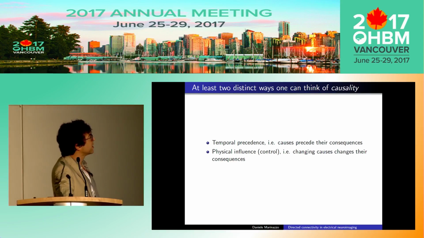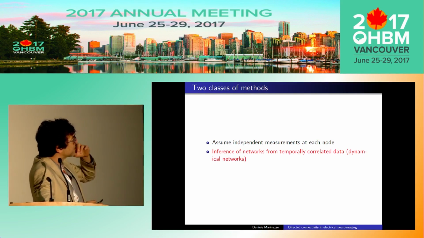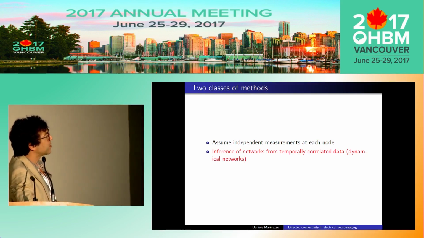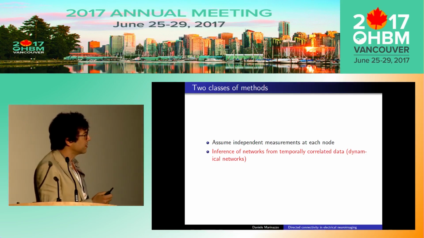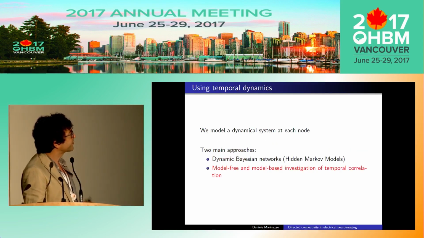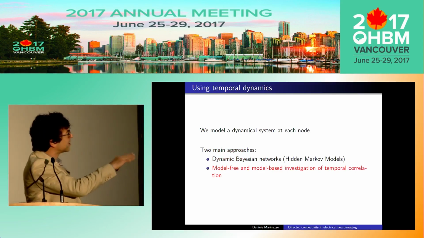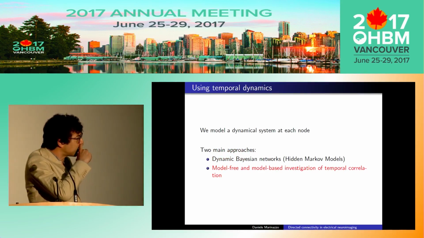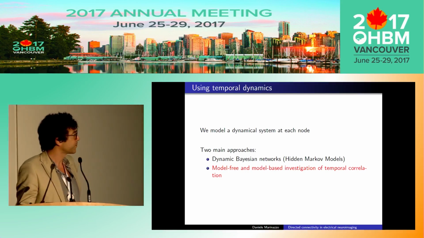So the different ways of thinking about causality. So control versus temporal precedence. So we go for the first one. Then, again, within this approach, either we can assume independent measurement at each node of our networks, or we can infer our network from temporally correlated data. So look at dynamical networks. And again, as a Chinese box or Russian dolls, I don't know, I'm out of metaphors. There are two different approaches, and here I will talk about model-free and model-based investigation of these temporal correlations.